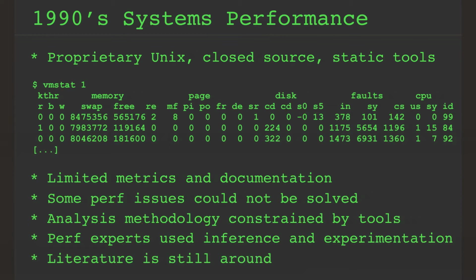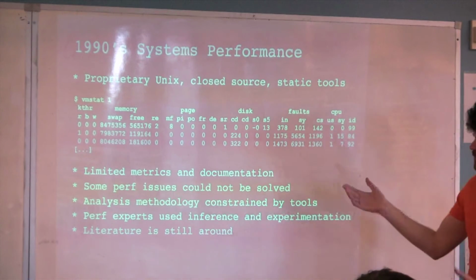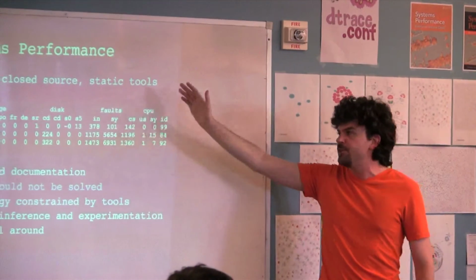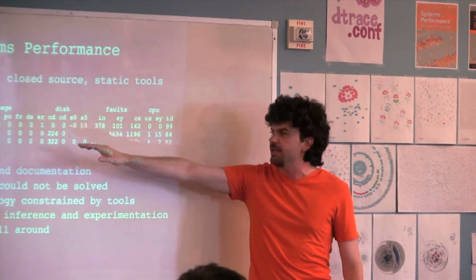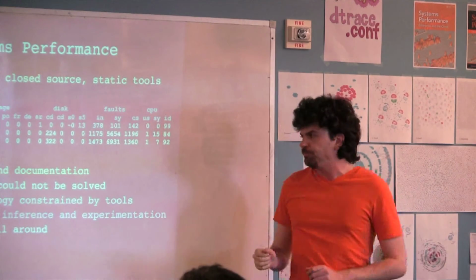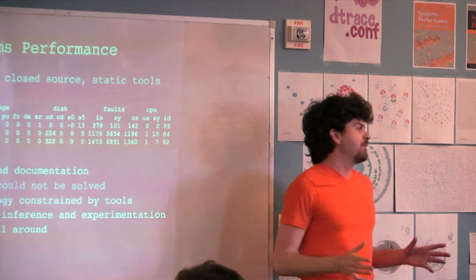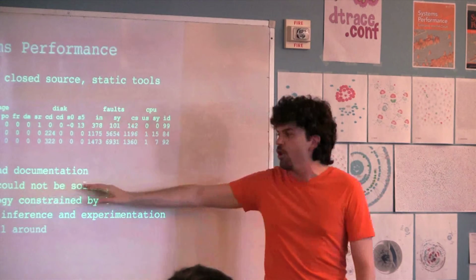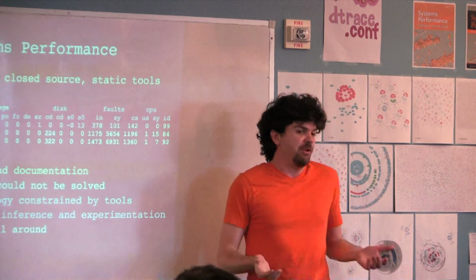Some background, sorry, it's a bit faint. 1990 systems performance: proprietary Unix, closed source, and static tools, typified by tools like vmstat, which was originally written a very long time ago by Bill Joy for BSD. And you have limited metrics and documentation. Some performance issues just could not be solved. And I'll go into that a little bit more, which was accepted because we didn't know a better way.